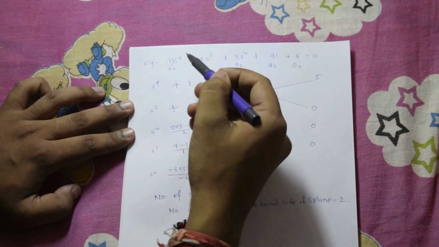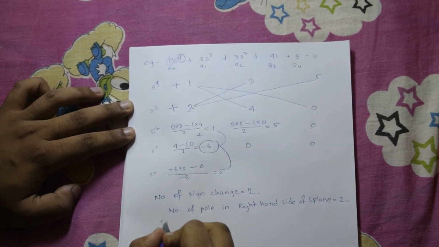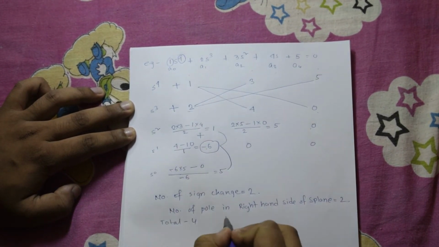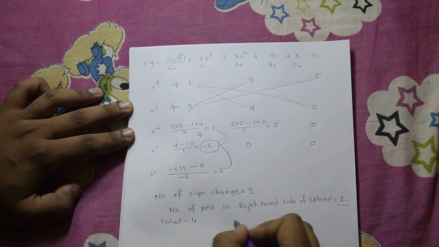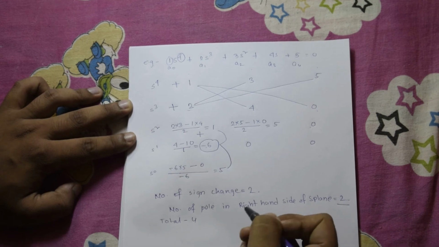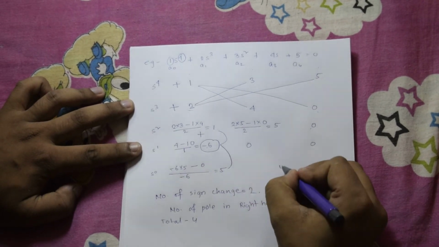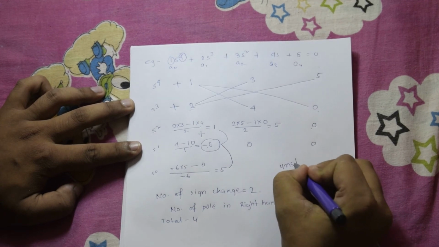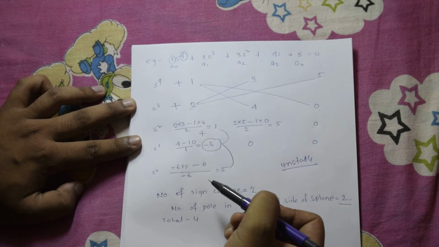The total number of poles in this equation is 4. How can we find the total number of poles? By seeing the highest power. The total number of poles is 4 and the number of poles in the right hand side is 2. So the number of poles in the left hand side will be 2. By this we can find the stability. Here the system is unstable because there are some sign changes in the first column.